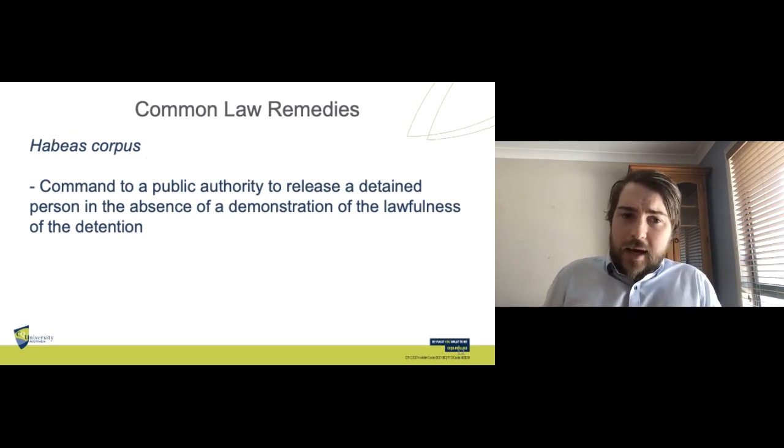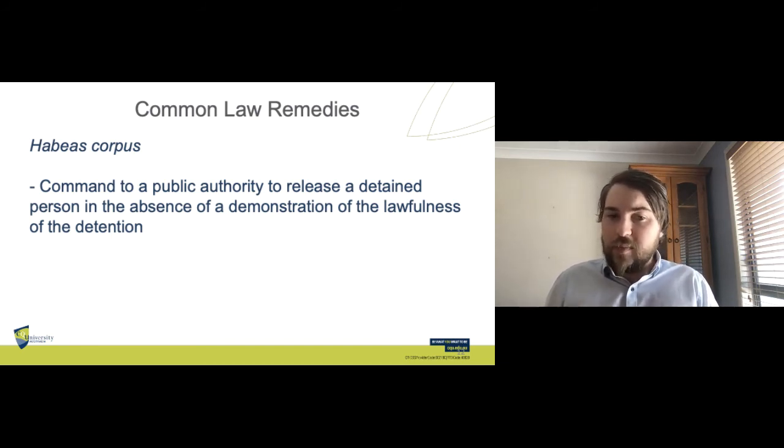Lastly, the court can issue an order of habeas corpus, which is a command to a public authority to release a detained person in the absence of a demonstration of the unlawfulness of the detention. This really comes up in the administrative law context in sort of immigration matters. We haven't spent a lot of time on it in this unit, and so it's not really a common law remedy that we'll focus on, but it is important to be aware that this is a remedy as well that the court can make use of if the need arises.